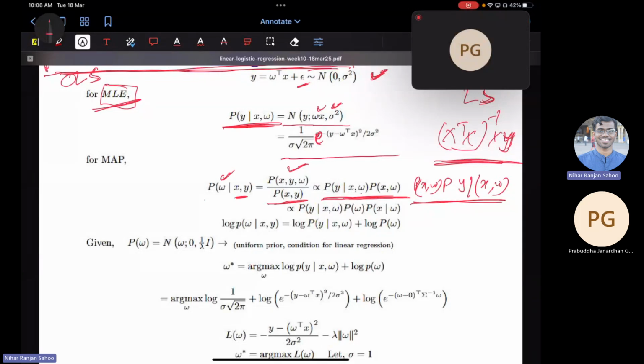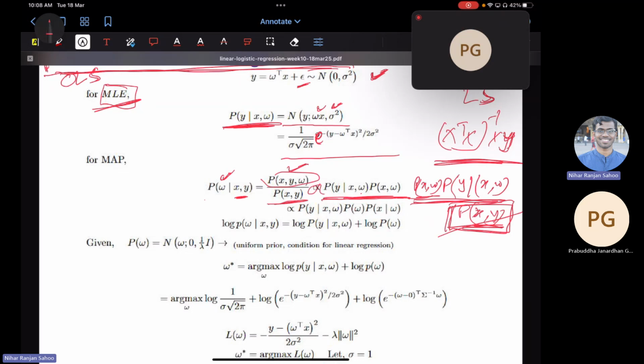so it can be written like this, right? You can break down this joint probability into probability of y given x comma w, times probability of x comma w, and the denominator is probability of x comma y. Again, this distribution is completely independent of the parameter w that is used for the modeling, so we can completely ignore this term.